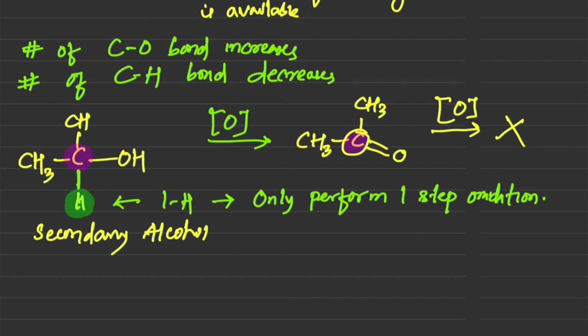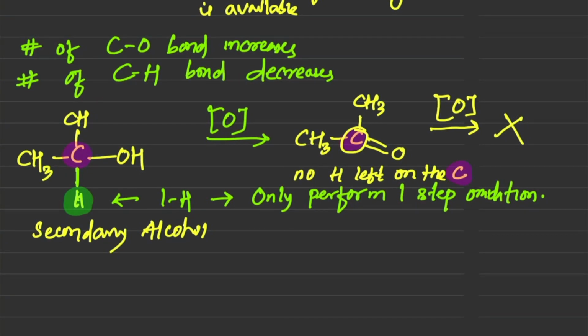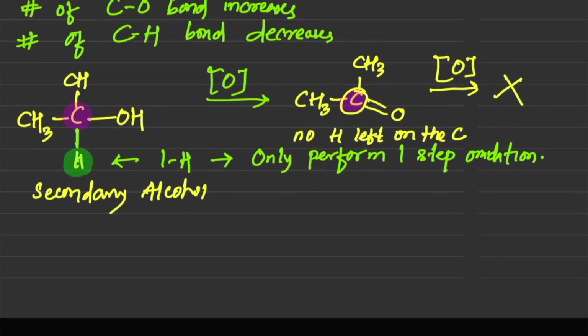So you can put that in your note: no hydrogen left on the carbon atom that is pink colored. That's the one that's connected to oxygen. And also keep a tab on the number of C-O bonds. How many C-O bonds did we have in this molecule? One C-O bond. How many C-O bonds here? Two C-O bonds. But it doesn't have any more hydrogen, so it cannot perform any more oxidation.